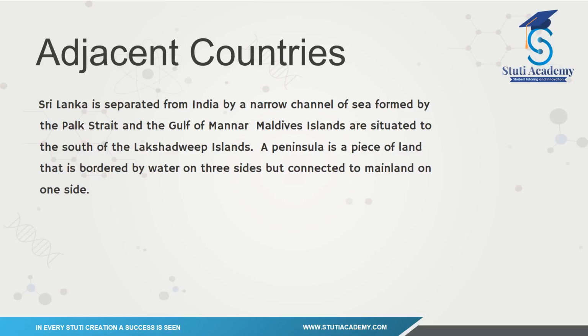Now we'll discuss about the adjacent countries. Let's see what are the adjacent countries of India. Sri Lanka is separated from India by a narrow channel of sea formed by the Pork Strait and the Gulf of Mannar. Maldives Islands are situated to the south of the Lakshadweep Islands. A peninsula is a piece of land that is bordered by water on the three sides but connected to mainland on one side.